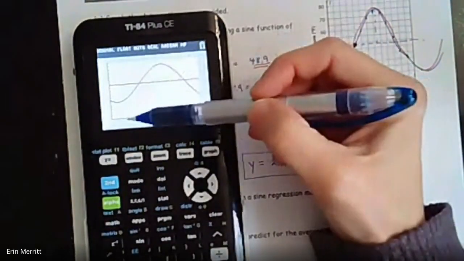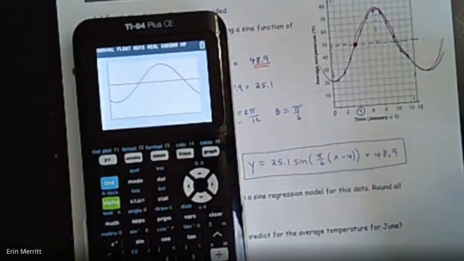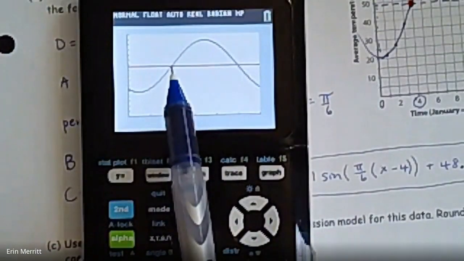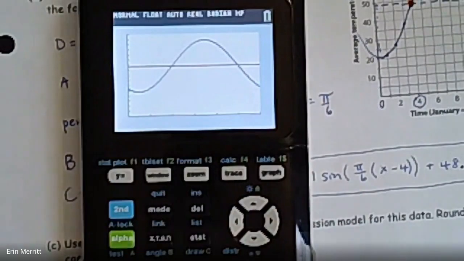And you can see right there, mine were tick marks of 2. So let me see if I can zoom in a little bit. So here's 2, 4. At 4, it beautifully hits that midline. So we were pretty dead on with our equation.